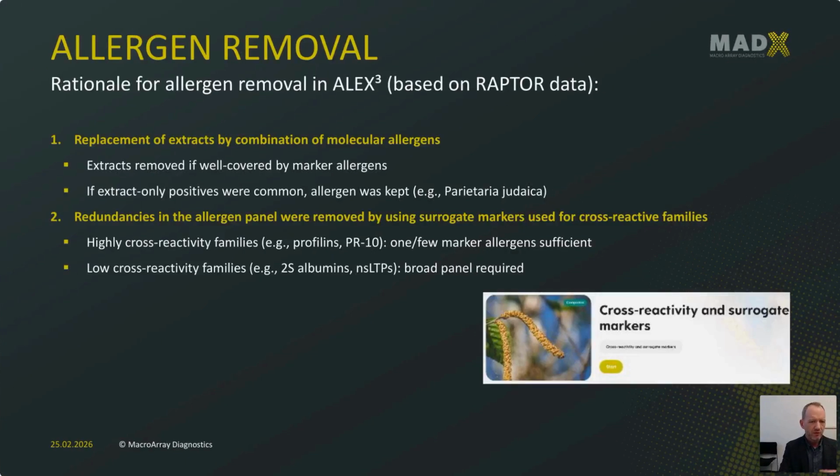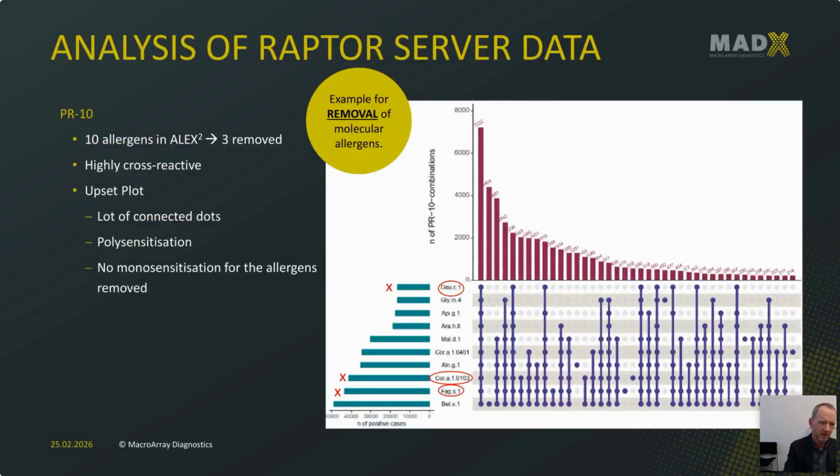Another approach for the removal of either molecules or extracts was to look for surrogate markers that can be used to detect sensitization to specific protein families. This approach is very suitable for protein families that show a high level of cross-reactivity. Examples of these would be the profilins and the PR-10s. Whereas for protein families with relatively low cross-reactivity, such as your seed storage proteins or your nsLTPs, this isn't the best way to go. And this is exemplified in the coming slides.